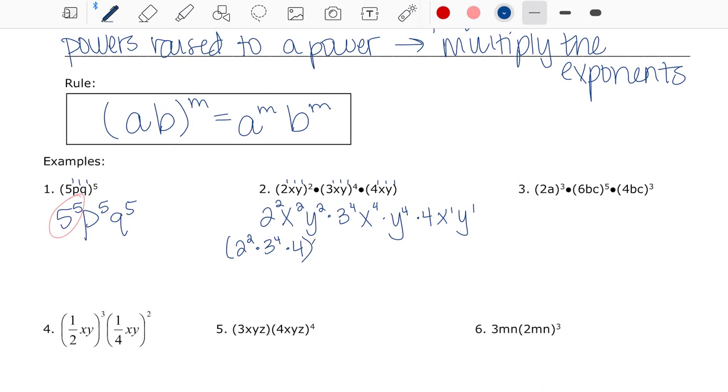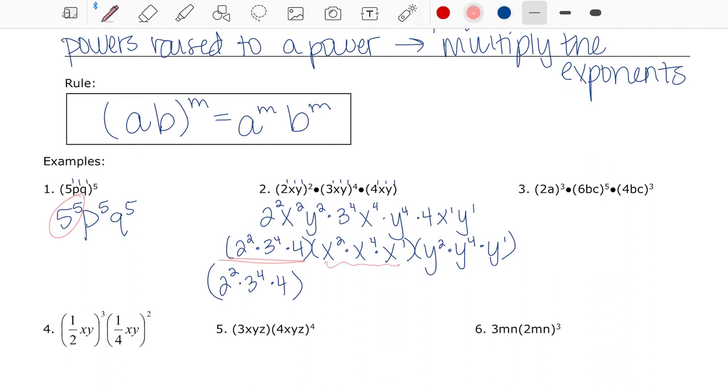Then I'm going to group my like bases. So I have x squared, x to the 4th, and x to the 1st. And then y squared, y to the 4th, and y to the 1st. Again, for sake of time, normally you would plug this into the calculator to see what actual number it was, but I'm not going to do that. So we'll leave it as 2 squared times 3 to the 4th times 4. Then we get here, and we have x squared times x to the 4th times x to the 1st. And when I multiply those same bases, that's when I'm adding my exponents. So I get x to the 7th, and then y to the 7th as well.